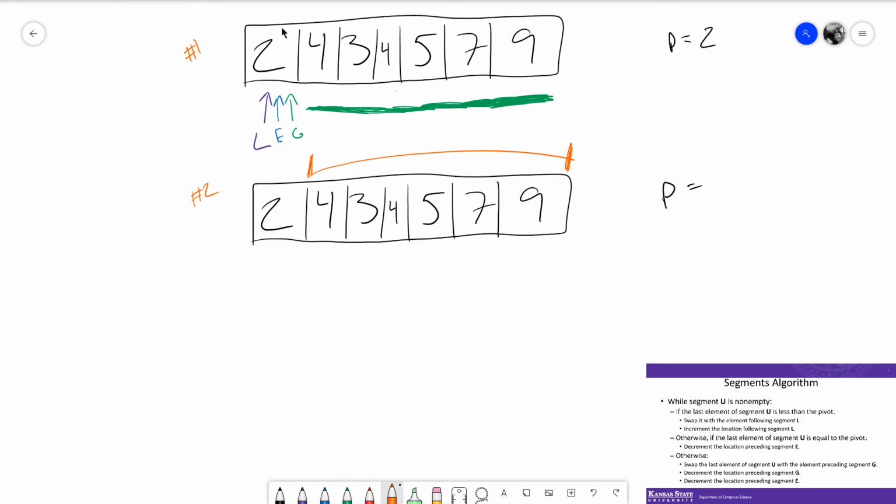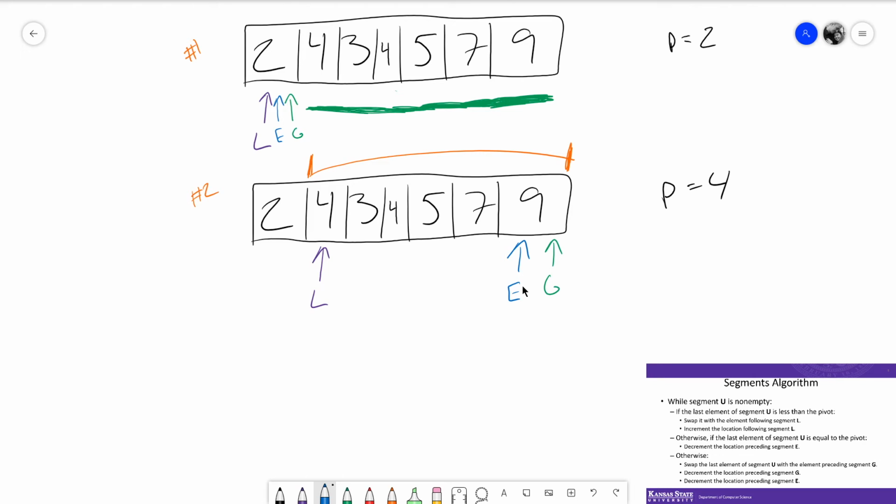We need to quicksort the less than side and quicksort the greater than side. But since the less than side has no elements in it, that just returns because there's nothing there. So we're going to do quicksort on the greater than side. And so now our pivot is going to be 4. And again, we need to track our less than segment, then our greater than segment, and our equal to segment.